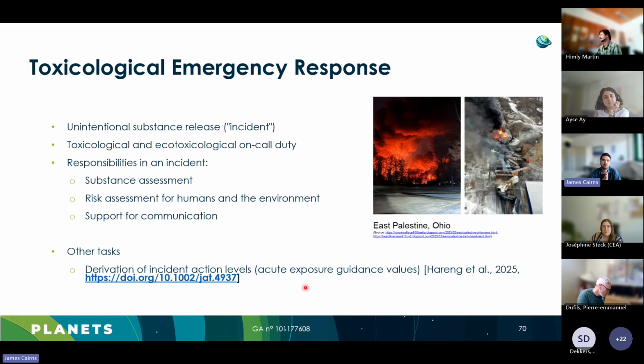Just a final short overview of what can also be part of a toxicologist's work in a regulatory context: emergency response. Some of us may remember something like the East Palestine, Ohio train crash. If there are incidents in the environment, for example, then the regulatory toxicologist would be there to assess how this affected the environment and how it affects humans, and there are some on-call duties that can be involved with this. And that was the quick overview of regulatory toxicologists, I guess.